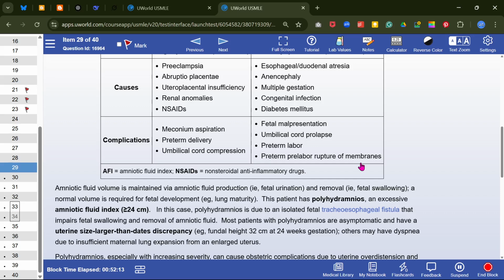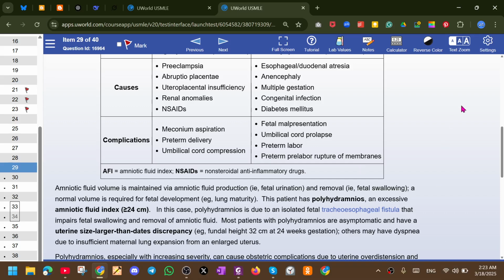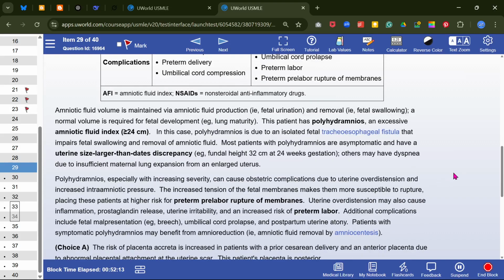And have a uterine size larger than dates discrepancy. Fundal height, 32 centimeters at 24 weeks of gestation. Others may have dyspnea due to insufficient maternal lung expansion from an enlarged uterus.